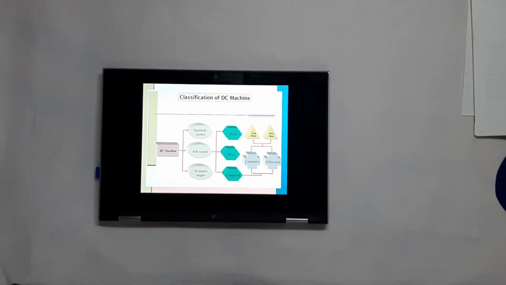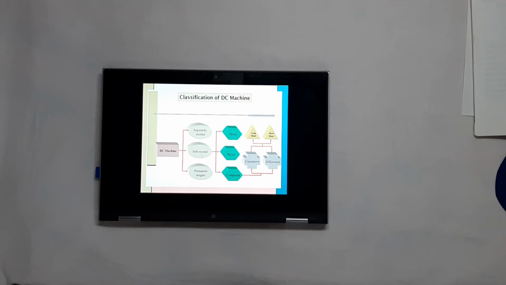Here the field system is used using the permanent magnets. But however, in practice, the permanent magnet machines are not used. Only electromagnet machines are used. These are classified into self-excited and separately excited.